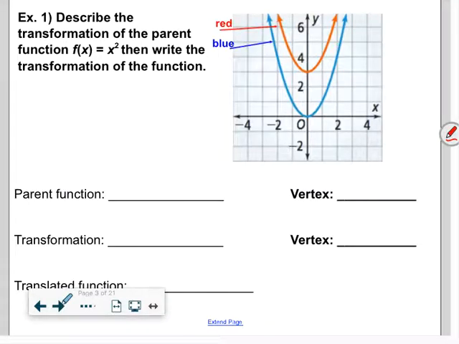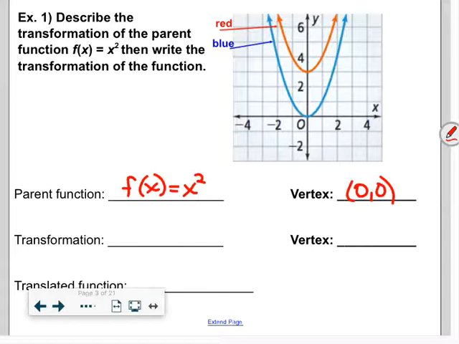All right, so now let's look at the next slide. It says describe the transformation of the parent function, which that's the big one that goes through 0, 0, f of x equals x squared. And so that's my parent function. The vertex is at 0, 0. And on my slide, can you see the blue? Okay, that's the one that's in blue.